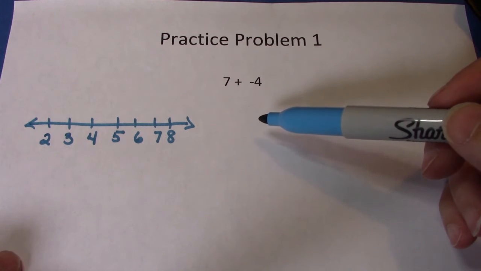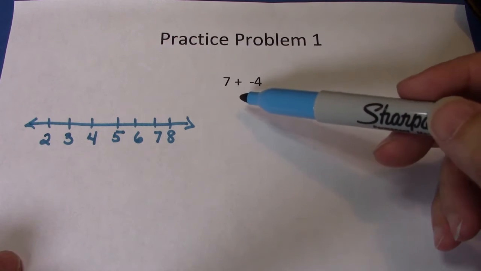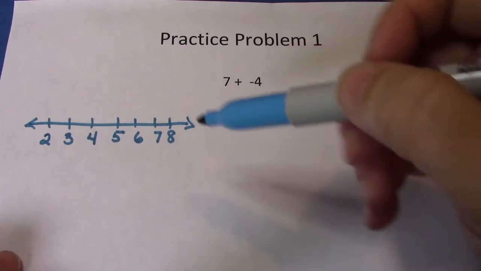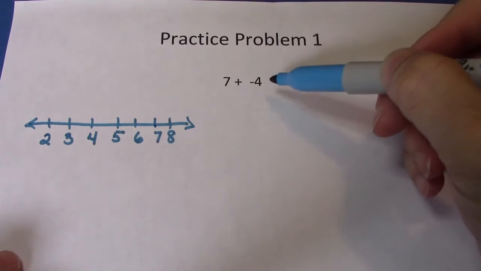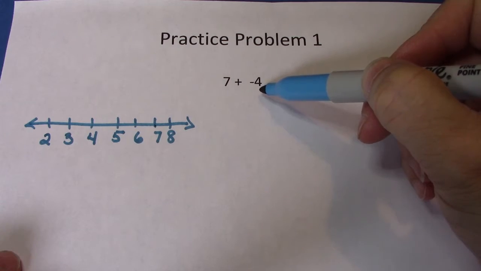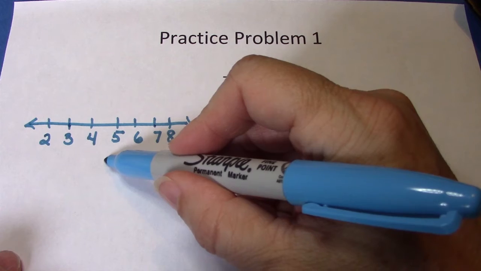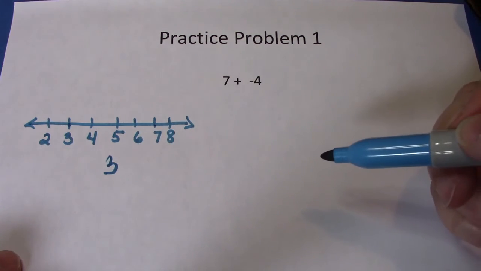We'll do it first on the number line. So on the number line, when we add a negative, we move to the left. So we're going to start at 7, and we're going to move left 4 places. 1, 2, 3, 4, and we land on positive 3.